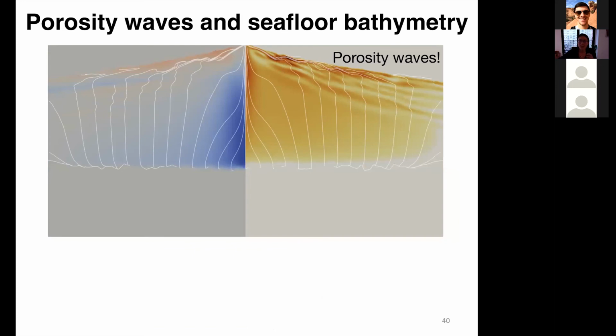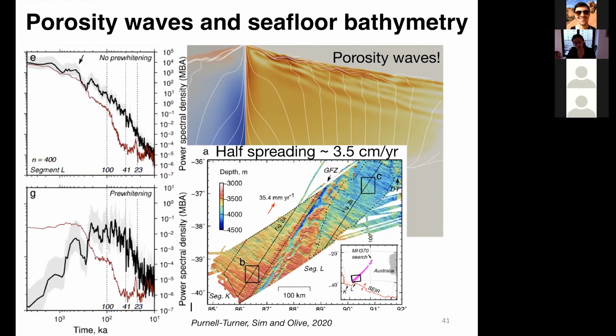Another thing that I have been working on is this really cool thing. I think in the videos you see these porosity waves that are really neat. They start in the melt generation zone and then propagate up until they reach the cold, strong lithosphere. So I've been working on what these porosity waves mean for ocean bathymetry with Ross and Jean-Arthur. So we were very fortunate.